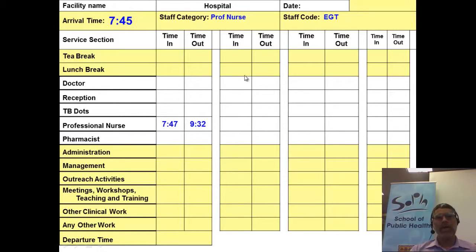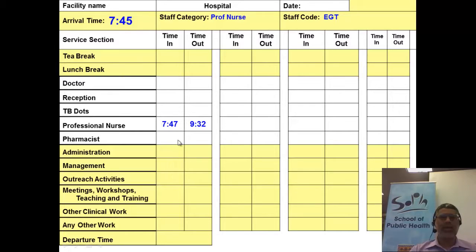So filling in the form, really simple. When you arrive at the facility, the staff member is handed the form, and she fills in her arrival time, her staff category, and either gets a code assigned to her, or else she chooses a code of her own. In this case 3 letters, EGT. Then she indicates where she starts work, and here we can see she started working at the professional nurse station from 7:47 and kept working there till 9:32. Now note the 2-minute delay here between the arrival time and getting there, and we're not interested in the small amounts of time. So in this time, of course, she would have been in the corridor or chatting to another staff member, etc.